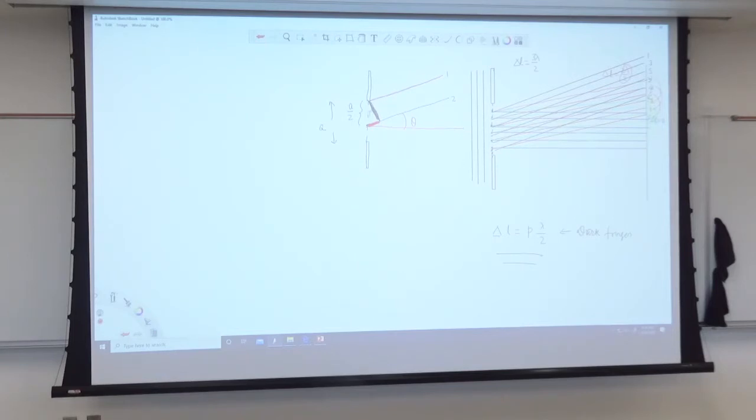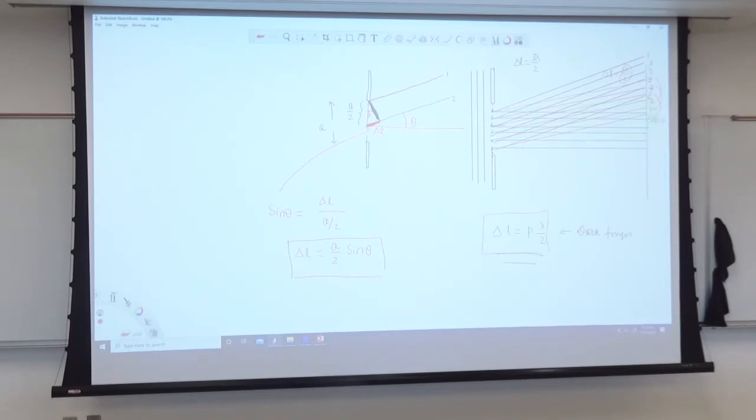Okay, so look at this triangle. In this triangle, sine theta would be, this is path difference delta L, so delta L opposite over hypotenuse, which is a over 2. Okay, so delta L is a over 2 sine theta. So that's the path difference, and we also derived the path difference for destructive interference as this one.